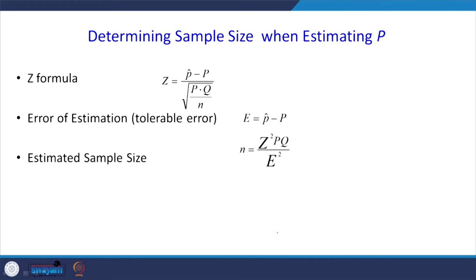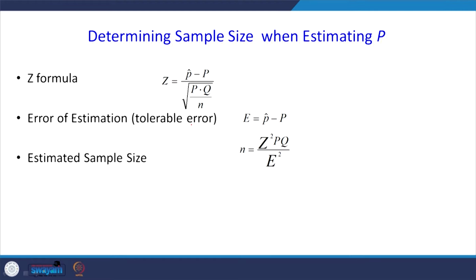Now we will see how to find the sample size when estimating the population proportion. If you are estimating the population proportion, the formula for Z is different: p hat minus capital P over root of capital P and capital Q by n. This p hat is the sample proportion, capital P is the population proportion. So the error is p hat minus capital P.